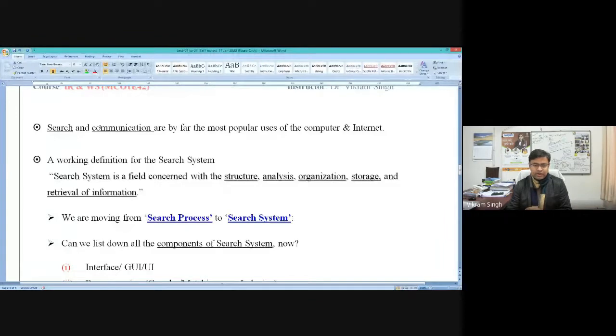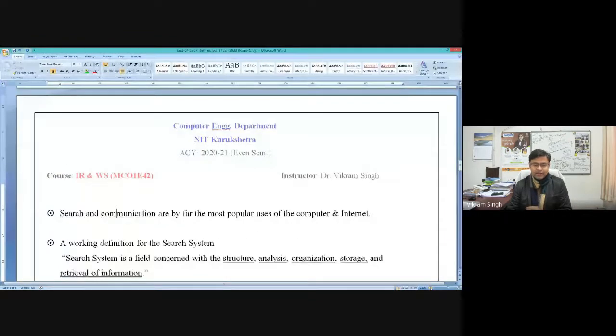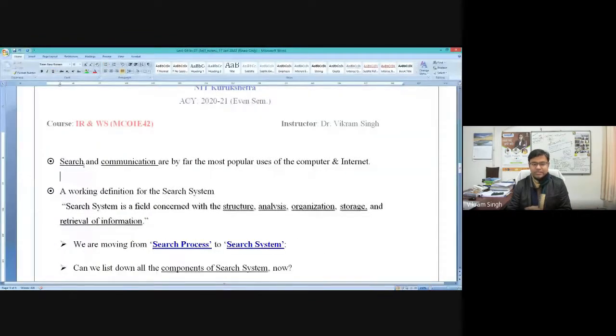Obviously, this is a fact actually. It is said that search and communication systems are the most popular usage of computers and the internet. So this is just a fact that has been added. It does not have any direct relation with the current topic we are discussing, right? So this is just a fact actually.